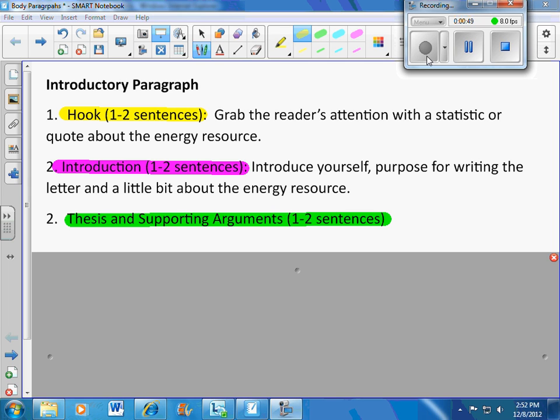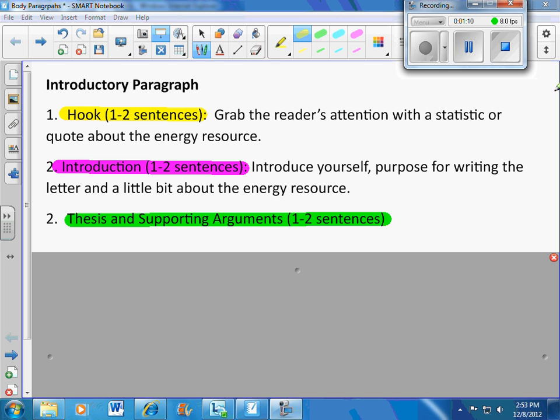Your thesis does need to be tripartite. It needs to have 3 supporting arguments. It also needs to be parallel structure. So if you don't remember how to write a tripartite thesis statement in parallel structure, I would look back at that lesson. It was in our unit, I believe, speeches.